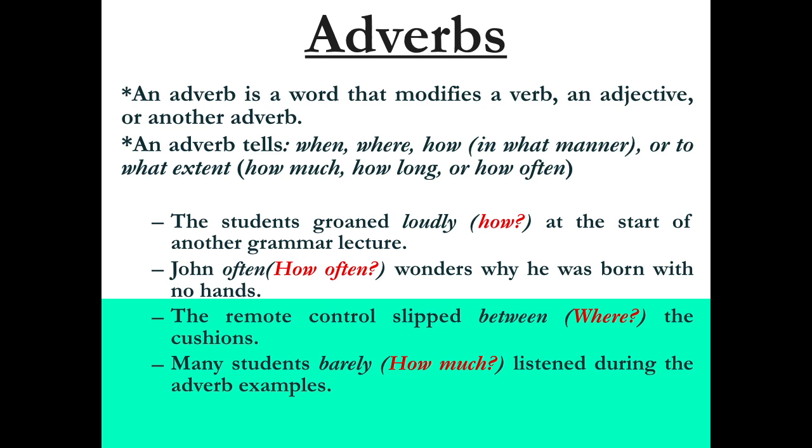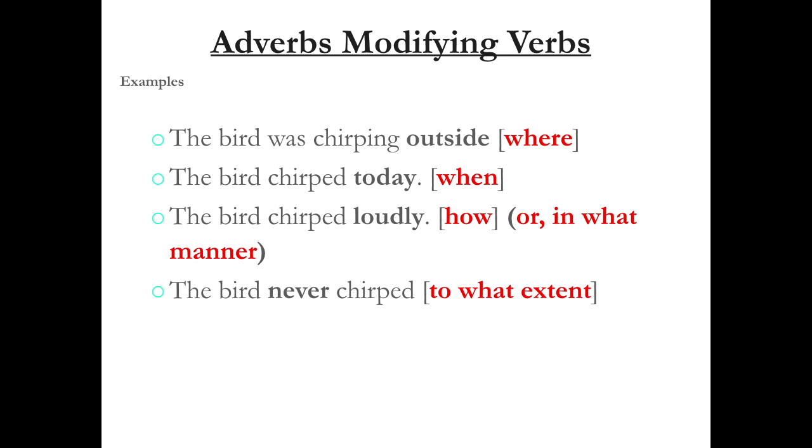So, for example, we can do what we did last time. The students groaned loudly at the start of a grammar lecture. How did they groan? They groaned loudly. John often wonders why he was born with no hands. How often does he wonder? Often. The remote control slipped between the cushions. Where would you look for the remote control? In between the cushions, right? Many students barely listened during the adverb examples. To what extent or how much did they listen? Well, they barely listened.